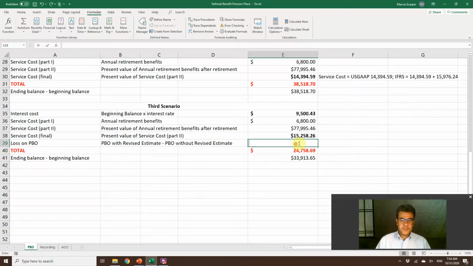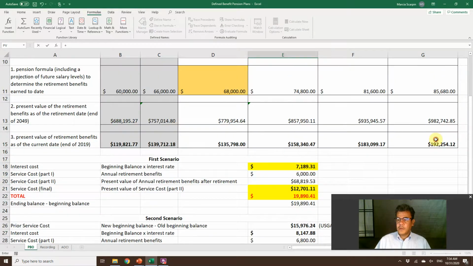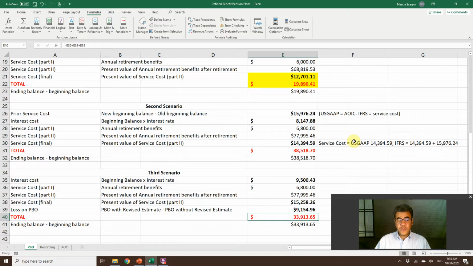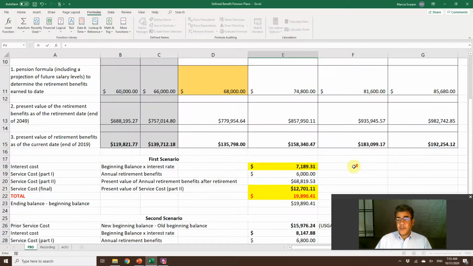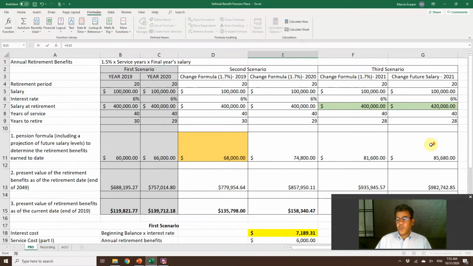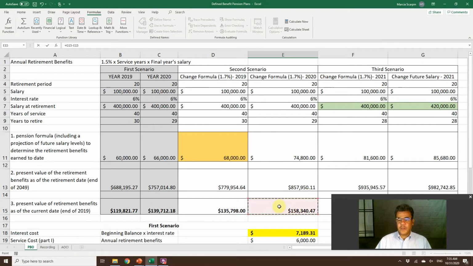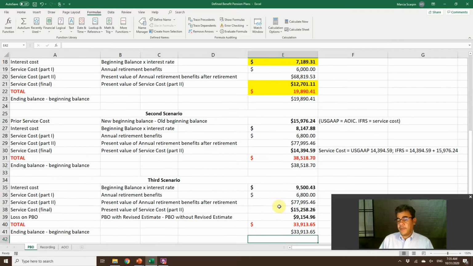Loss on PBO, new PBO less the old PBO, 9. So the total will be interest cost plus service cost plus loss. Total 33. How do we double check it? Ending balance less beginning balance. So the new ending balance, 192, less the beginning balance in 2020, 158. We have the same 33. We are good here.